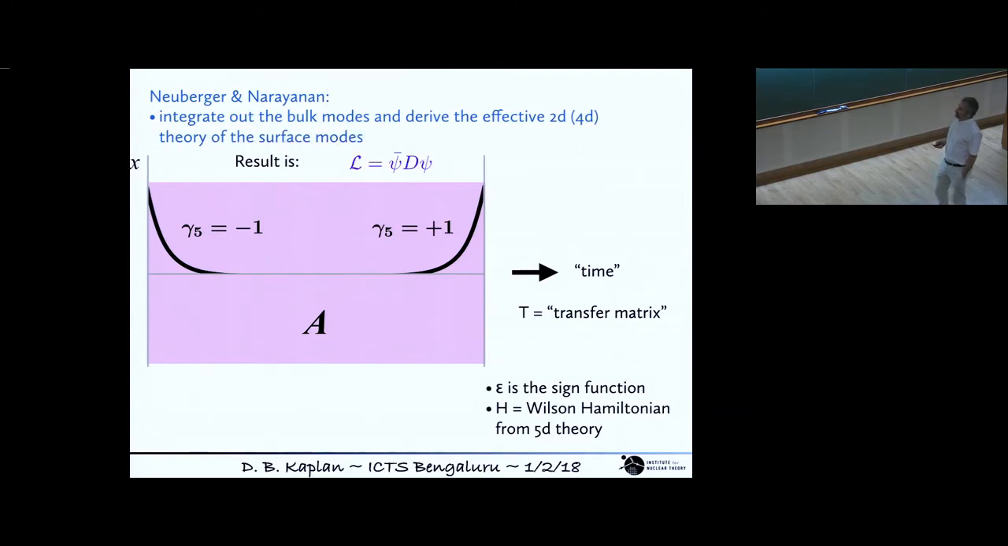In that picture, in the end, what it turns out is all you're doing really is integrating out all the heavy modes and asking what is the effective theory for the light mode. You can use their insight about time, though, to express the effective theory D in terms of a transfer matrix, where I think of evolving the fermions along this direction here, and that transfer matrix will involve the Wilson Hamiltonian from the 5D theory.